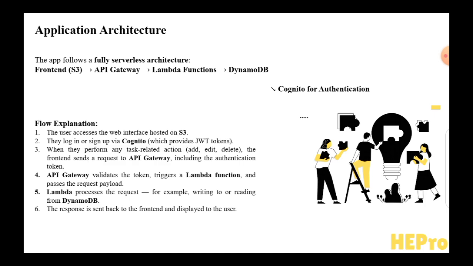requests, Lambda functions process the logic, and DynamoDB stores your data. Cognito manages authentication, issuing JWT tokens when users sign up or log in. When a user adds, edits, or deletes a task, the front end sends the request with the token to API Gateway, which validates it and triggers the corresponding Lambda function. The Lambda function interacts with DynamoDB and returns the result to the front end, giving the user instant feedback. This workflow shows how serverless components work together seamlessly for a fully managed, scalable application. Let us move to the next slide.